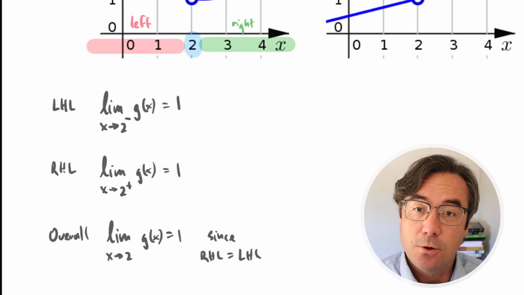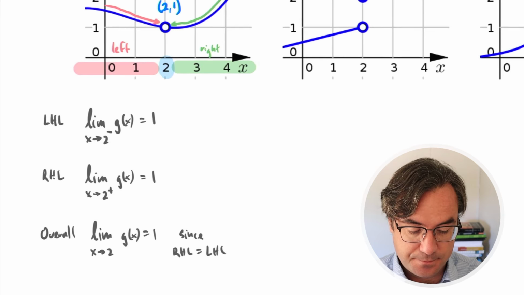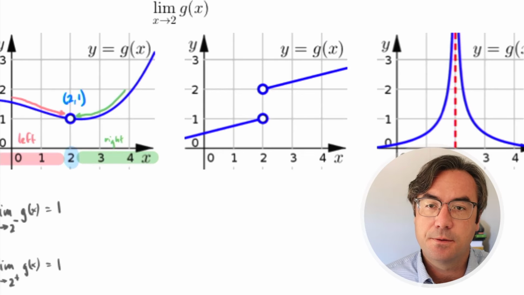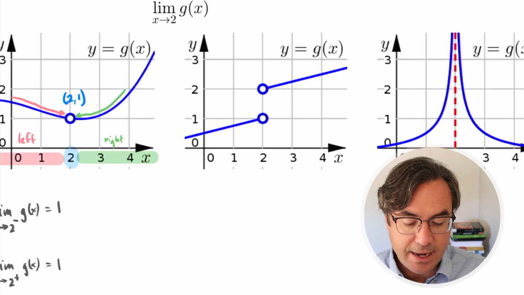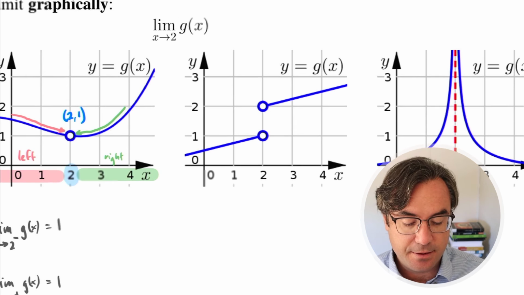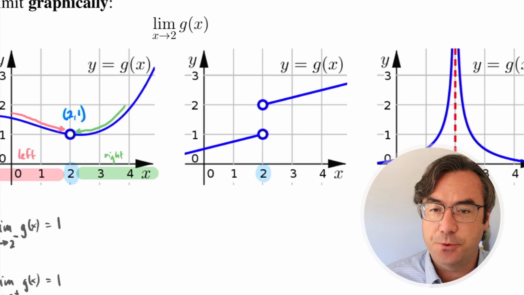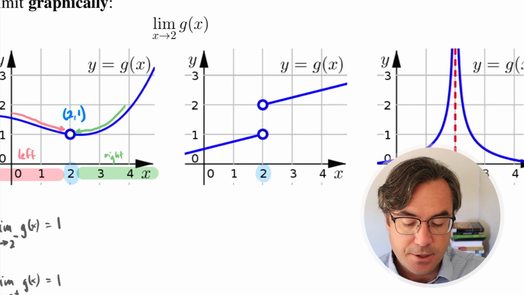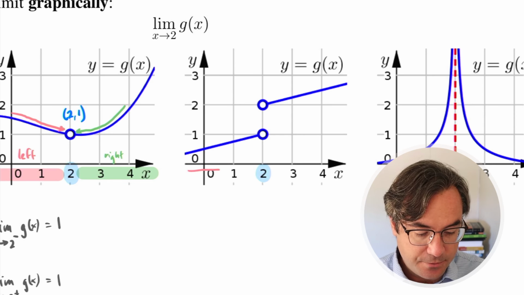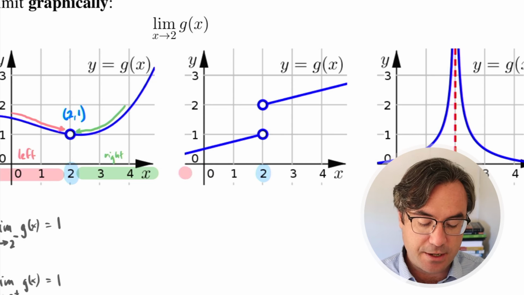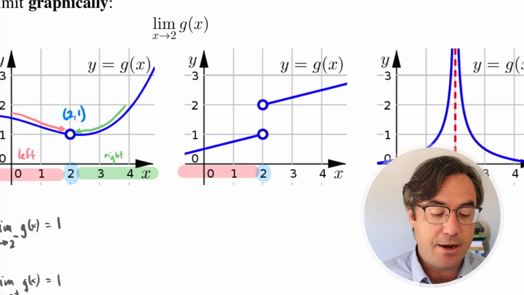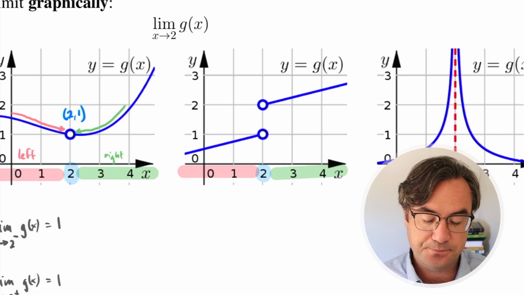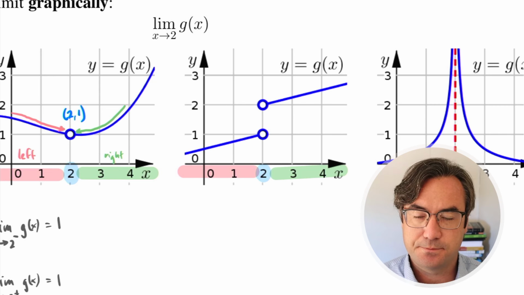Okay. Let's try the next one. All right, so over here, we're interested in what's going on as we get closer to 2. So as our input values get close to 2, what's going on with our function? There's two directions again. Our inputs can approach 2 from the left, and our inputs can approach 2 from the right. So we have two sides here, just like before.